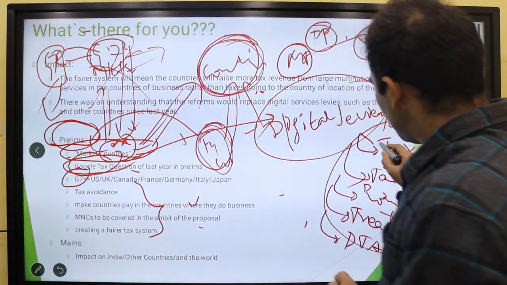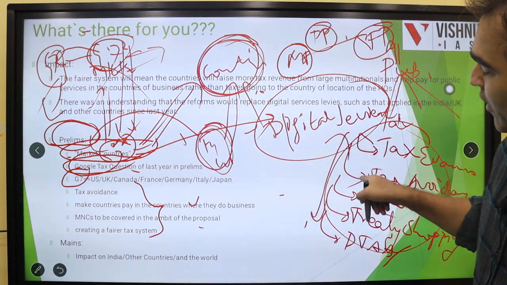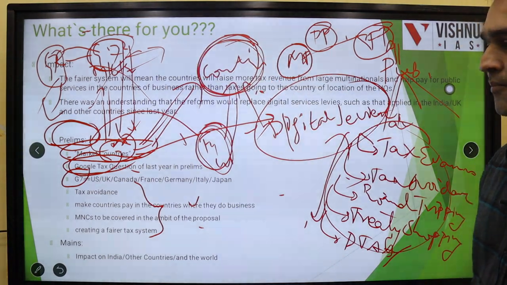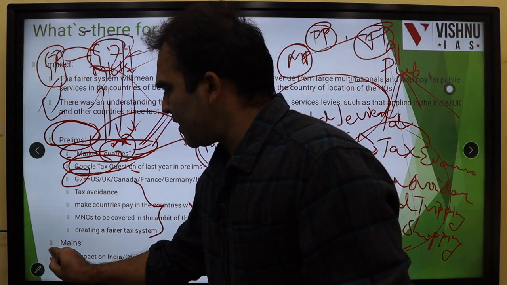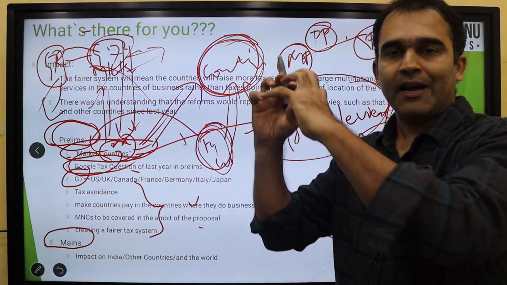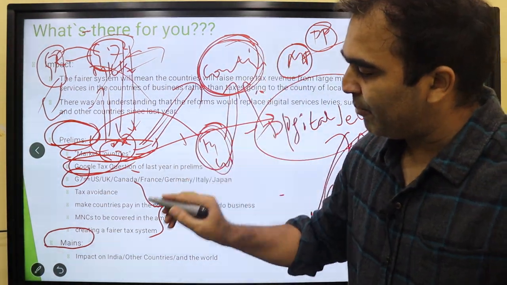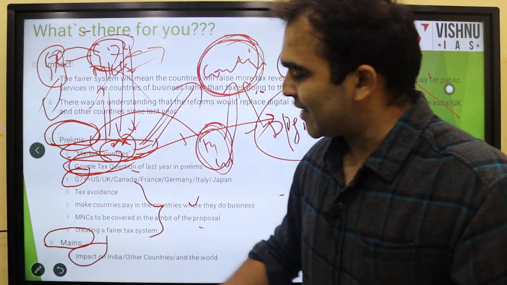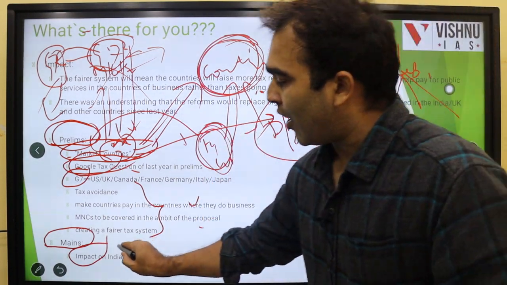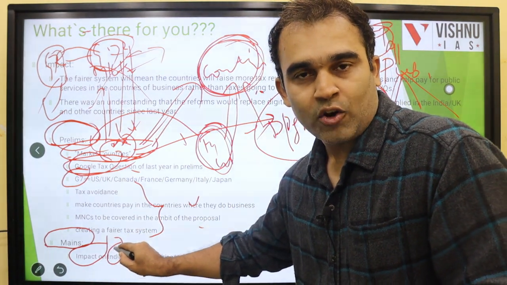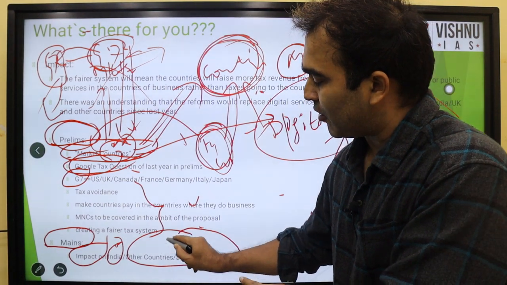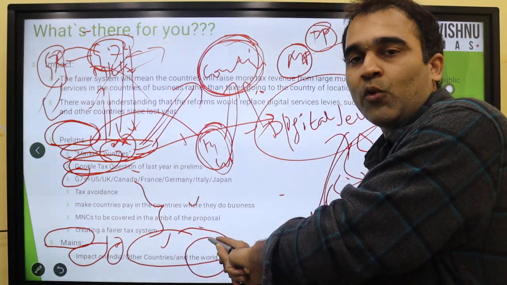Likewise, these many prospective topics have come out for your prelims from this particular topic. Then let's look at the mains as well. Any mains question on a current affairs event is incomplete without understanding and analyzing the impact of that particular policy move on the country, that is, on India's economic system. And since this is an international agreement, it will obviously have an impact on other countries and across the world as well.